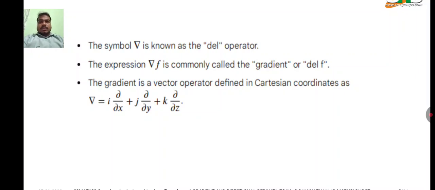Here, the gradient points in the direction of steepest increase. For example, think of climbing a hill: the gradient shows the steepest path upward.